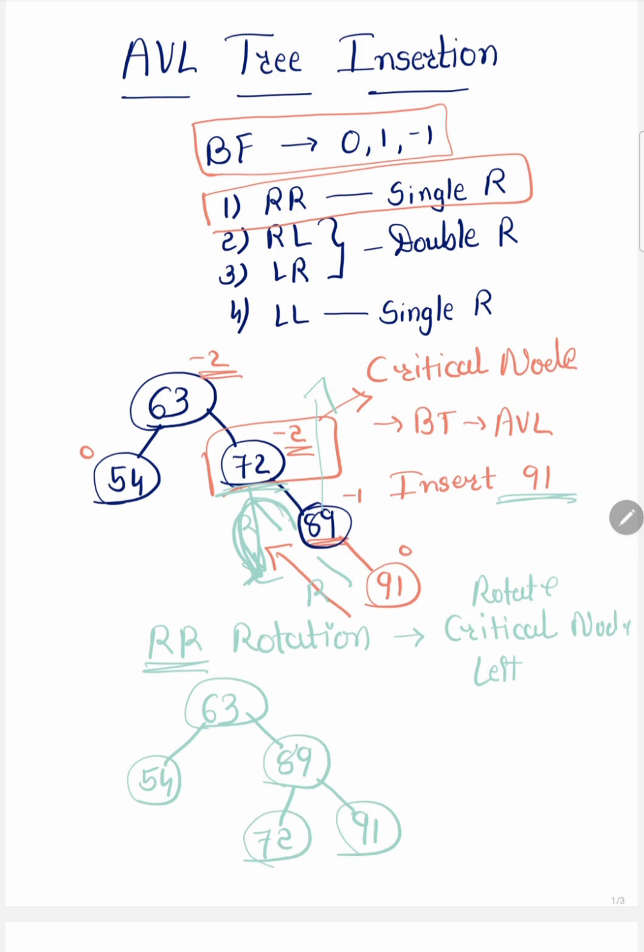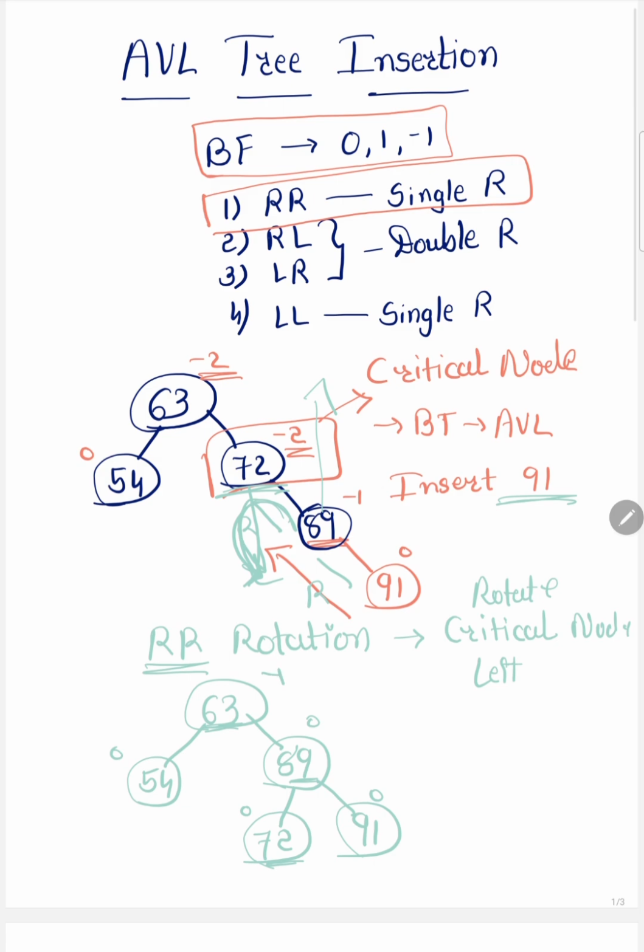As you can see, you can check it again: 72 is lesser than 89, and 72 is greater than 63, so it follows the condition of a binary search tree. And if you check the balance factor here, for 72 it's a 0, 91 it's a 0, 89 it's a 0, 54 it's a 0, and for 63 it's 1 minus 2, so minus 1. So now it is balanced. So this is your AVL tree after rotation, right? So I hope you understood it.